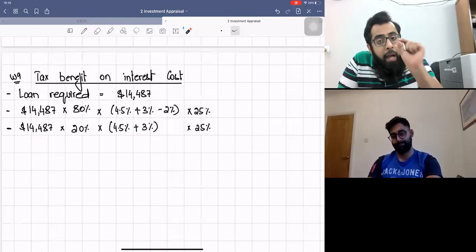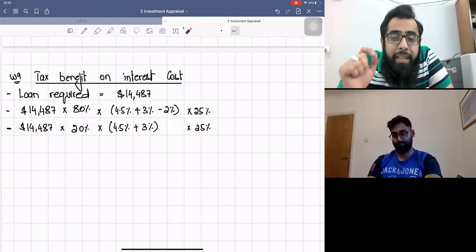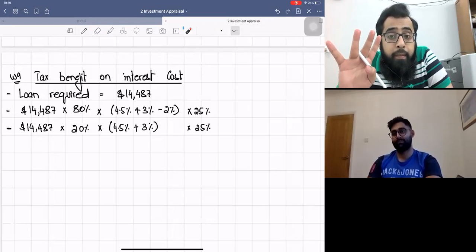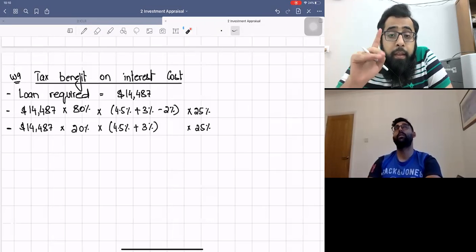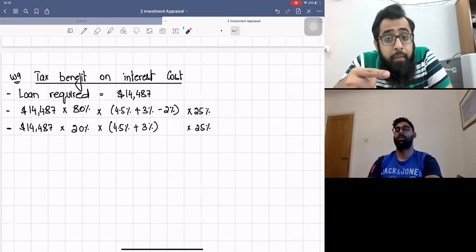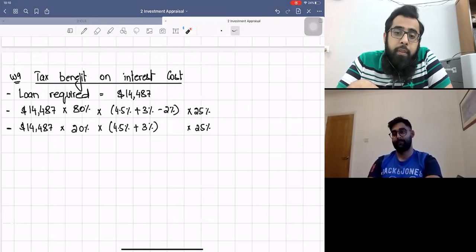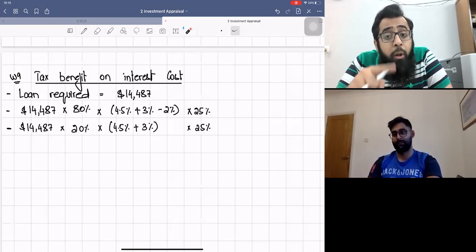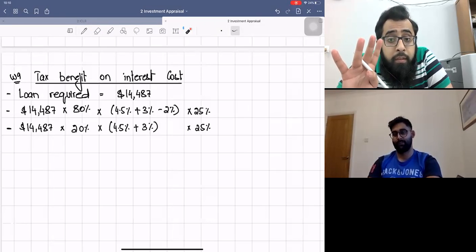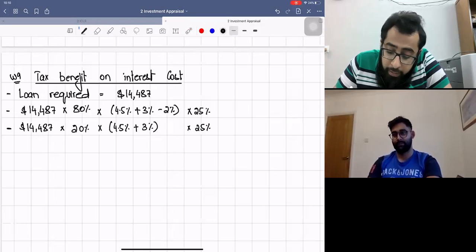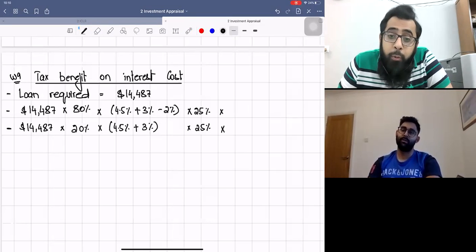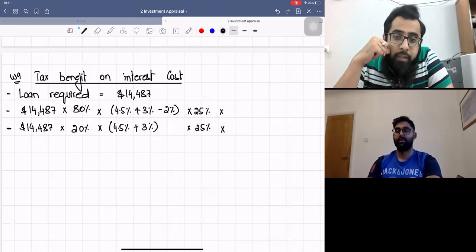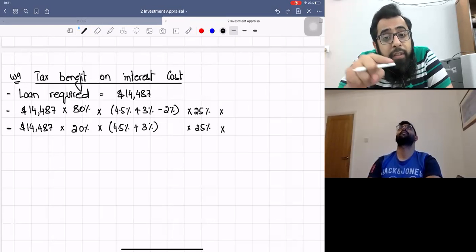Now the most important question: will you save this tax benefit in 1 year or over 4 years? Interest expense will be in each of the 4 years, so the tax benefit will also be in each of the 4 years. So you have to multiply it with the annuity factor of 4 years so that you get the present value of this tax benefit.